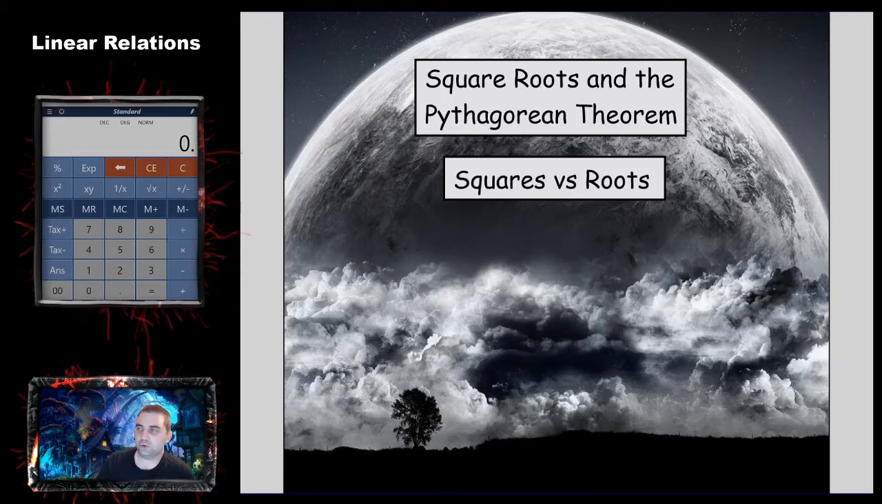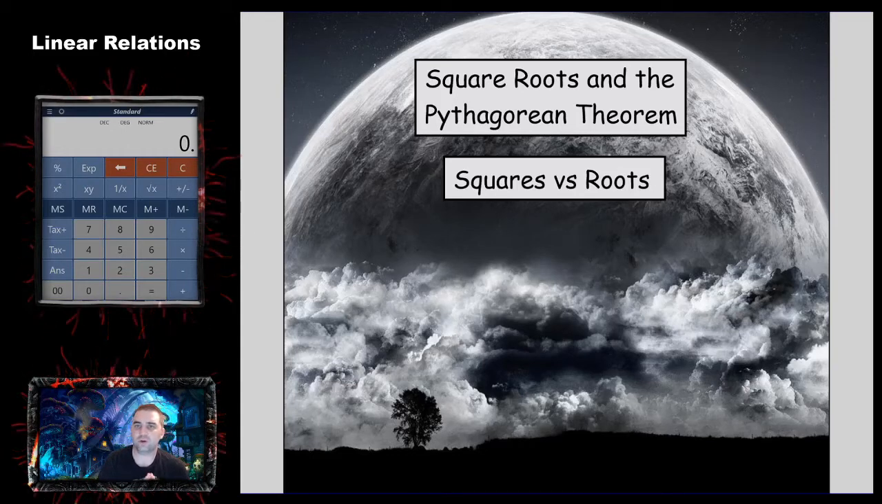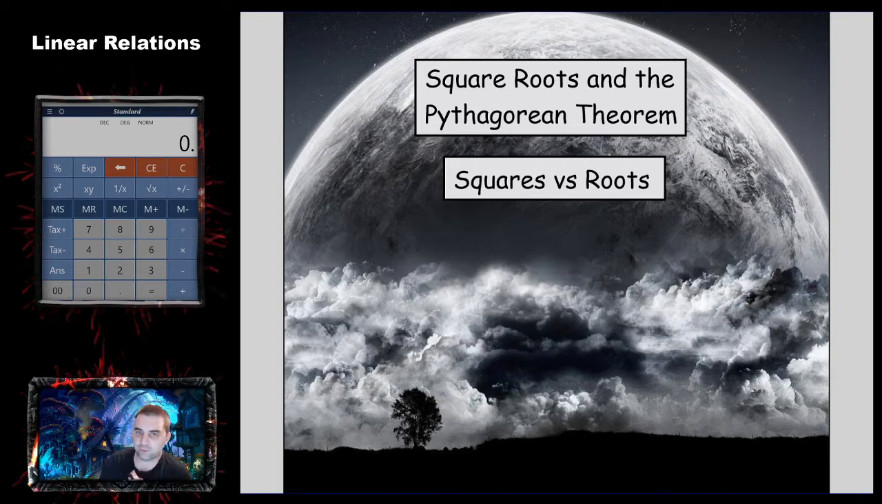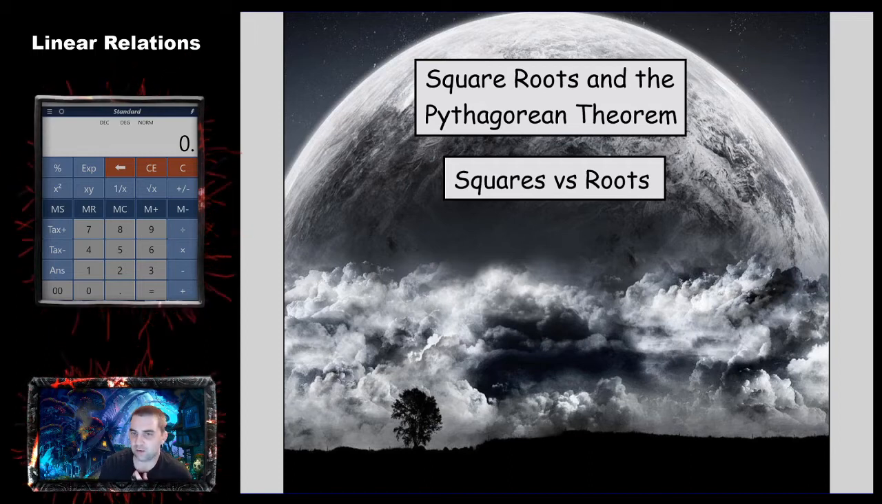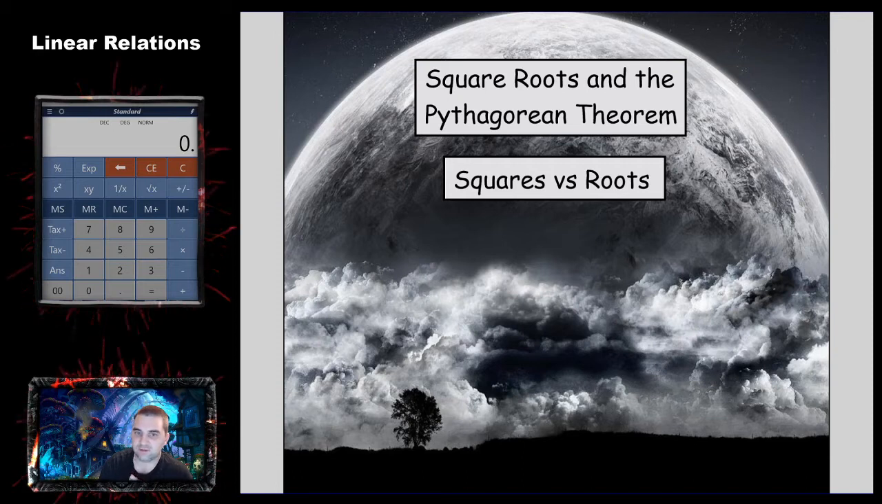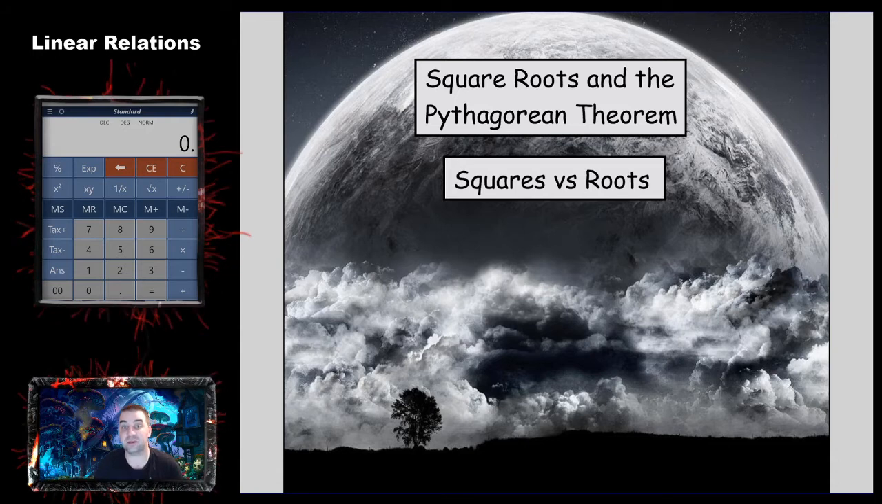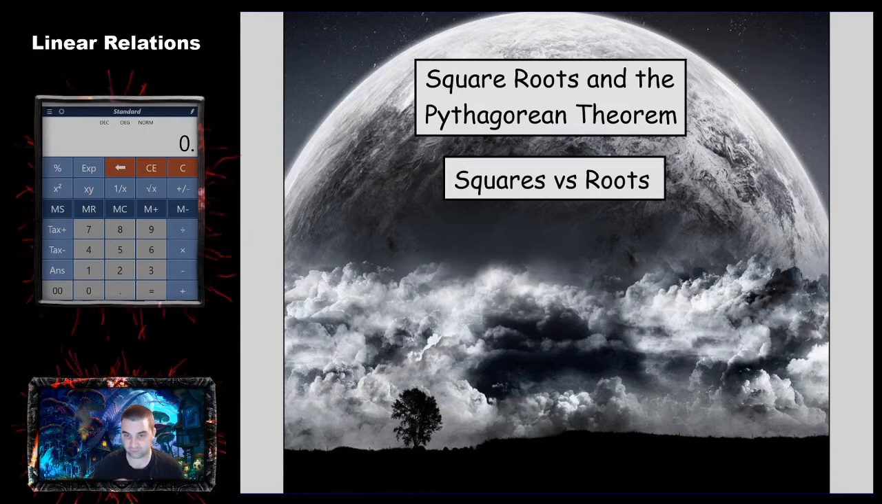Hey everybody, welcome to the third video on square roots and Pythagorean theorem, and we're going to be comparing squares and roots today. We're going to be talking about what it means to be a square and what it means to be a root, and not the square like the lame person, the square more like the geometric shape, but also the algebraic expression that represents that geometric shape.